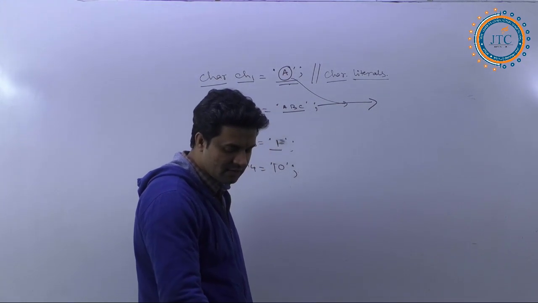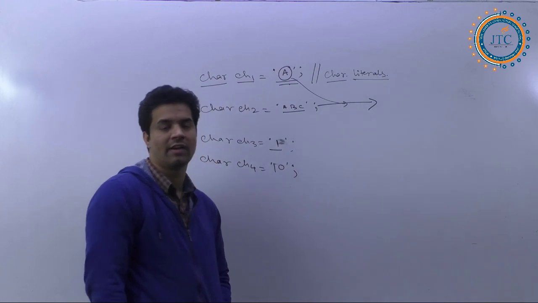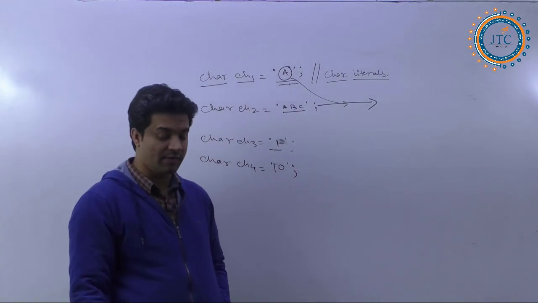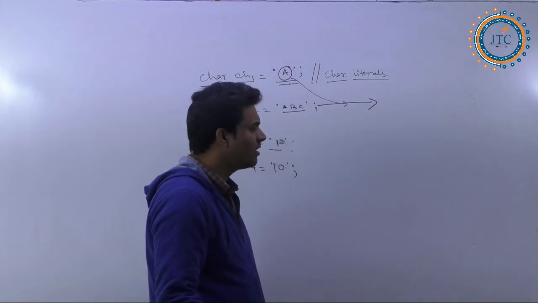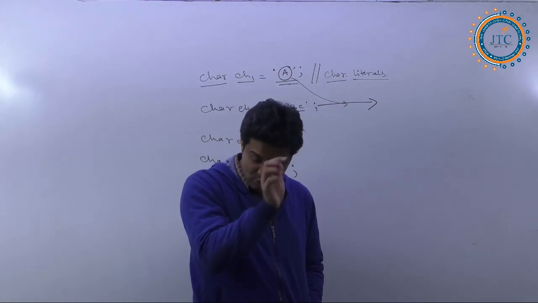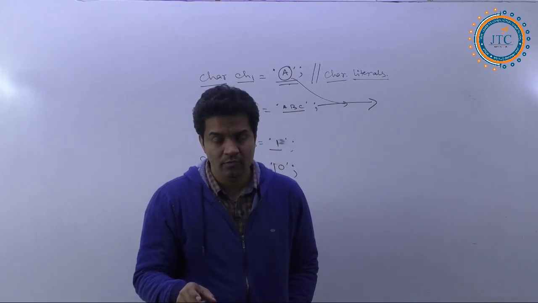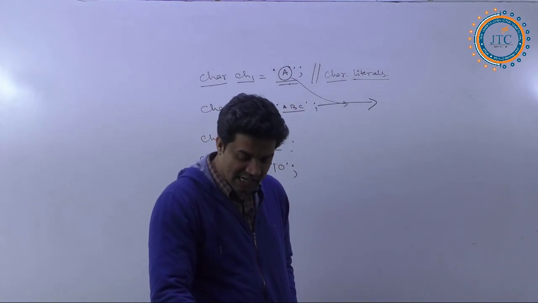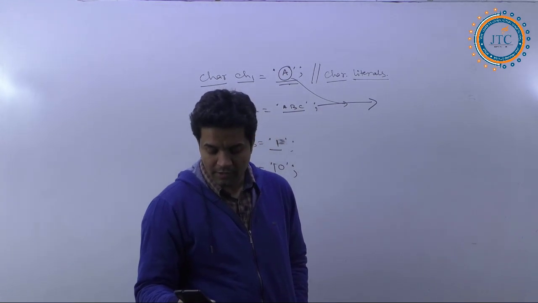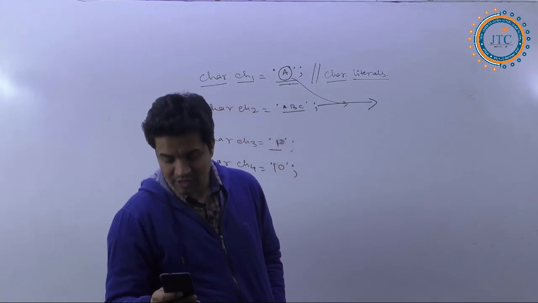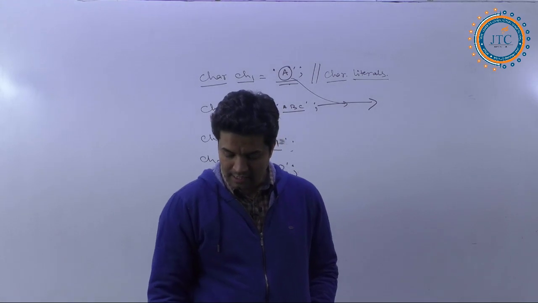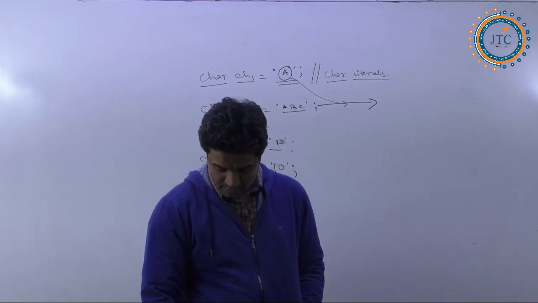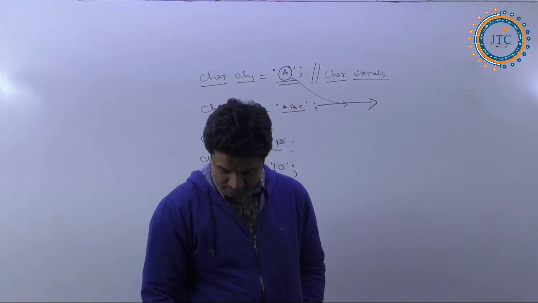We don't have anything to say, because ABC collectively does not have any ASCII value. As I told, anything enclosed within single quotes is called a character literal, but it must have some ASCII value. If it has an ASCII value, then only we call it a character literal, and if it does not, then we do not call it a character literal.